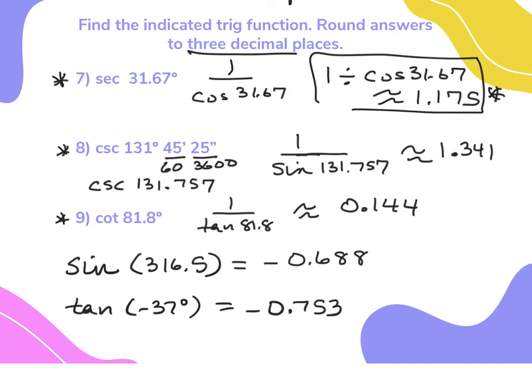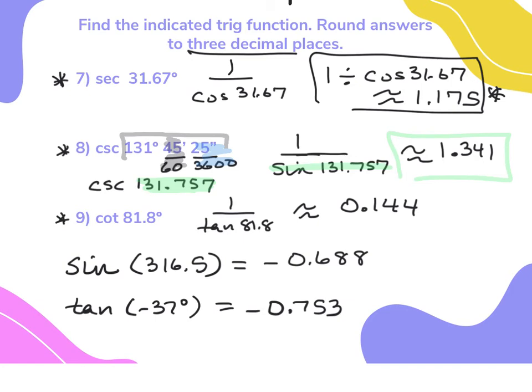the answer is 1.175. Over here, I need to turn these degrees, minutes, and seconds into a decimal degree. Remember, when you convert that, you're going to divide the minutes by 60 and the seconds by 3,600. It turns into this decimal degree. Again, it's the reciprocal of sine. So I'm going to do 1 divided by the sine of 131.757, giving me a final answer of 1.341.